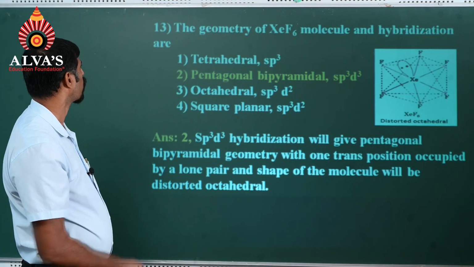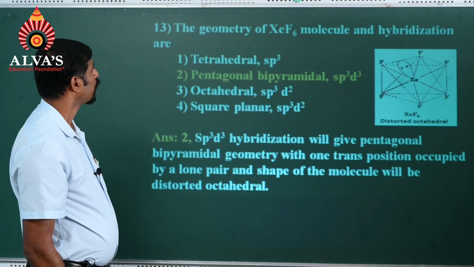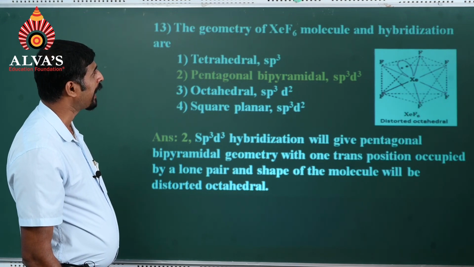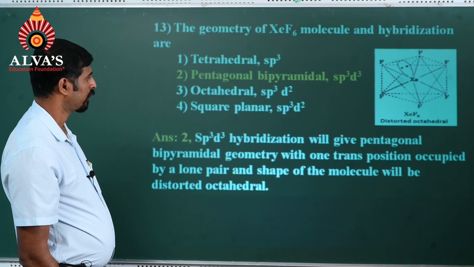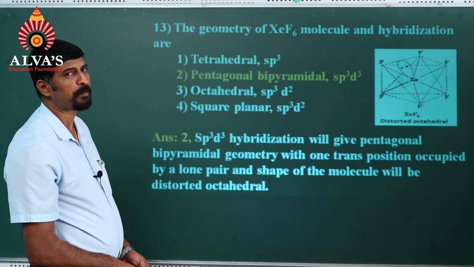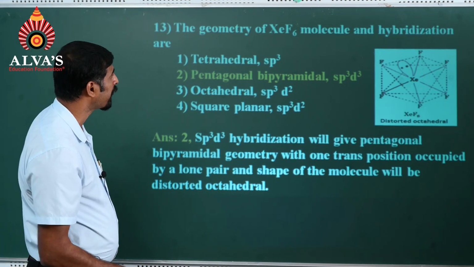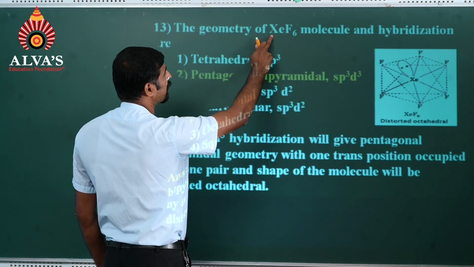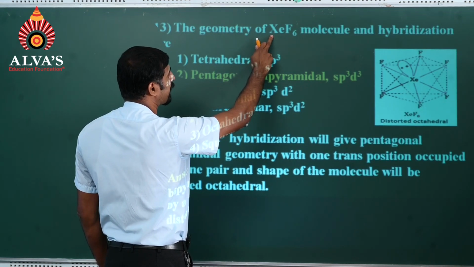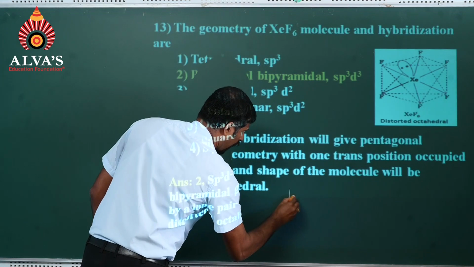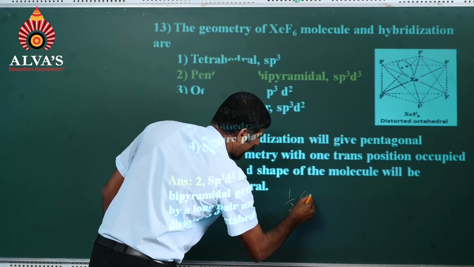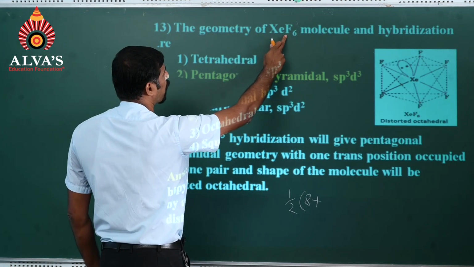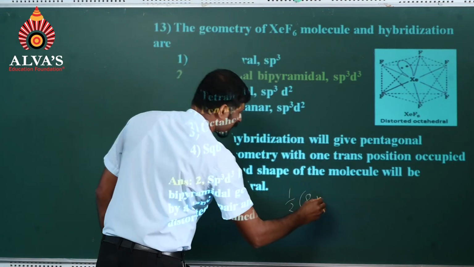Next, move on to question number 13. The geometry of XeF6 molecule and hybridization are. Now, how to find out this hybridization? The hybridization can be easily found out. Here, the number of electrons present in the central atom, that is Xe, is 8. Half into 8 plus the number of electrons donated by the fluorine is 6.